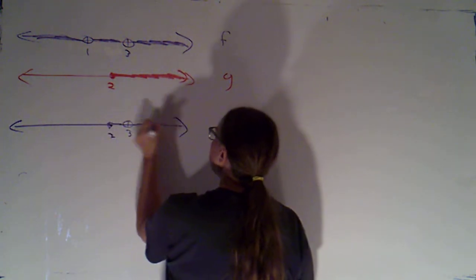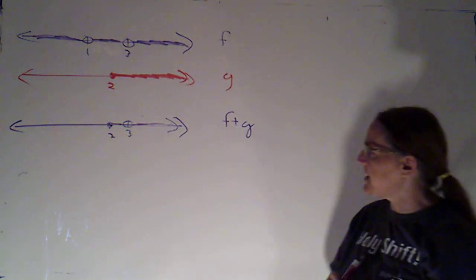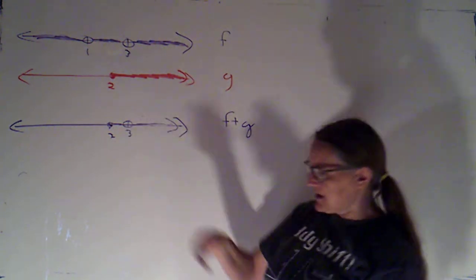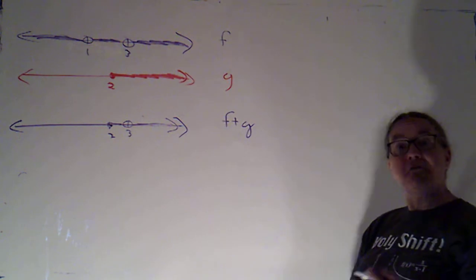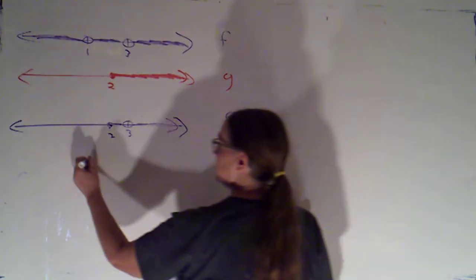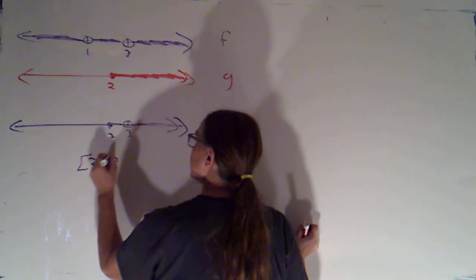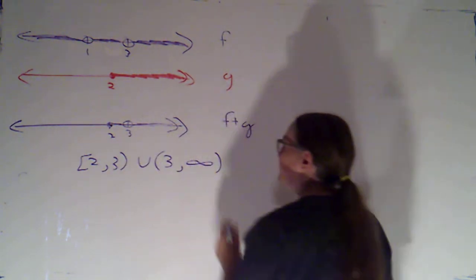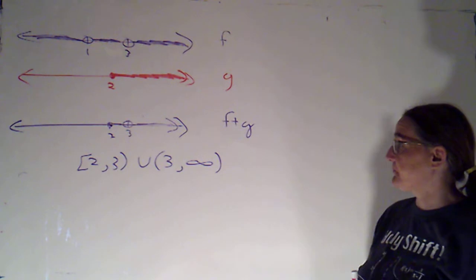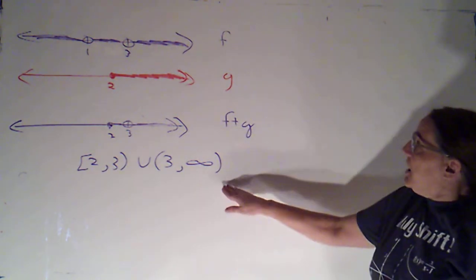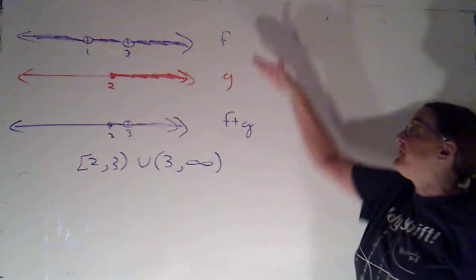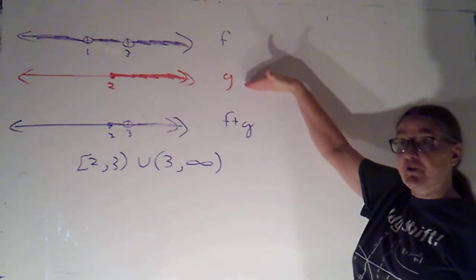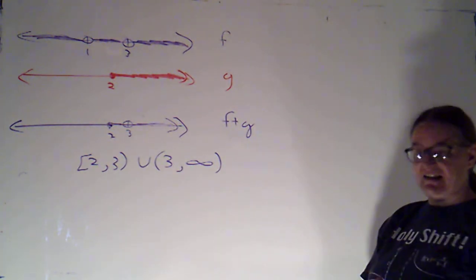So if I want to be able to evaluate both f and g, I need to be one of these numbers here. So now if I write that in interval notation, I can see that's going to be from 2 to 3, union 3 to infinity. Okay. So I find it helpful to find the individual domains first and then find the intersection.